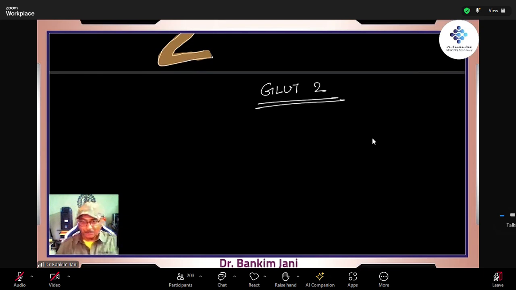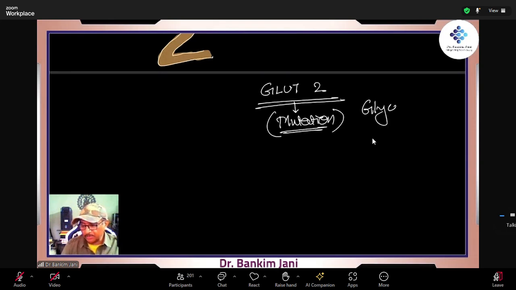Now the question is, what if this GLUT2 goes wrong? Something goes wrong. This GLUT2 goes into mutation. Now you know mutation means it won't function. This leads to what's called the glycogen storage disease. When the GLUT2 mutation occurs, it is called the glycogen storage disease.